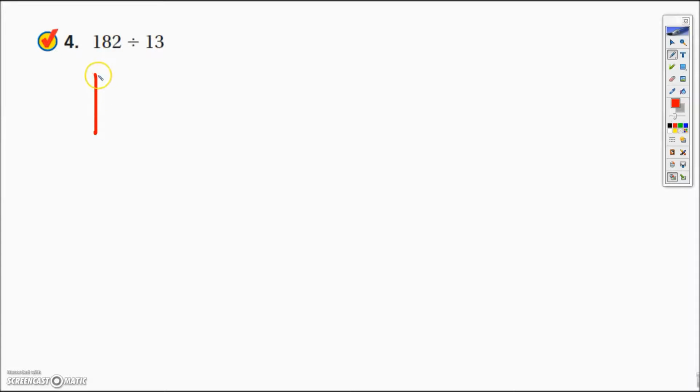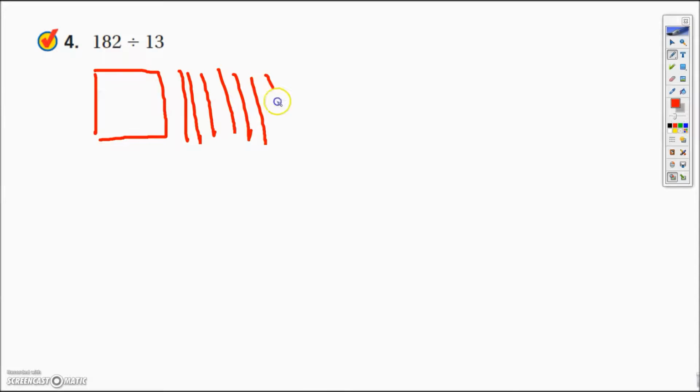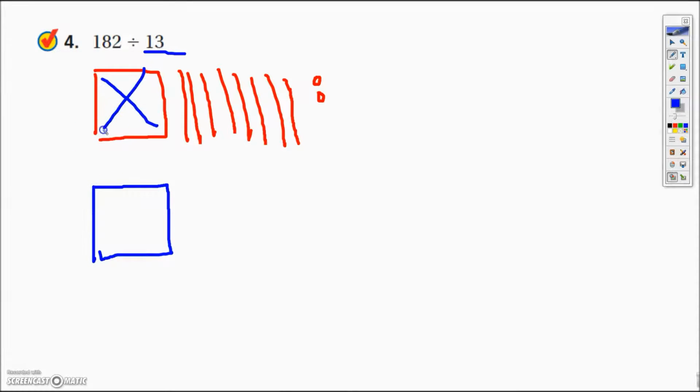So I'm going to model 182. Here's 100. And then 1, 2, 3, 4, 5, 6, 7, 8, and then 2 circles here for my 2. So I'm dividing by 13, so I'm going to make groups of 13. So I'm going to take my 10 by 10 square here. I don't need this anymore, so I cross it out. And I want to make rows of 13, so I'm going to steal 3 of these 10s here.